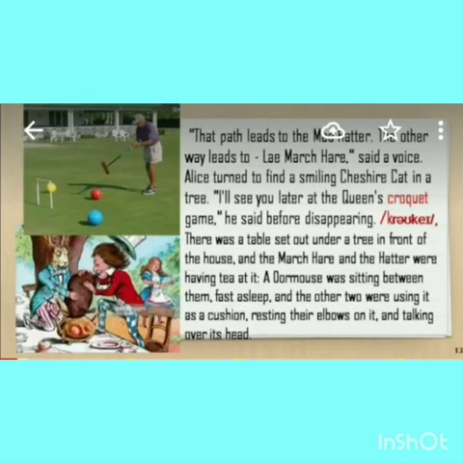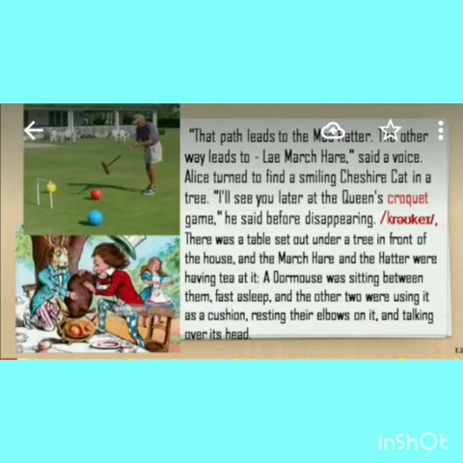Children, see the next paragraph. The path leads to the Mad Hatter. That is Mad Hatter, it is a clown, like a joking person. The other way leads to the March Hare. Hare, H-A-R-E, means rabbit, said a voice. One voice is saying, if you go in this path, you will reach the person, Mad Hatter. If you go this way, you will go near the rabbit.